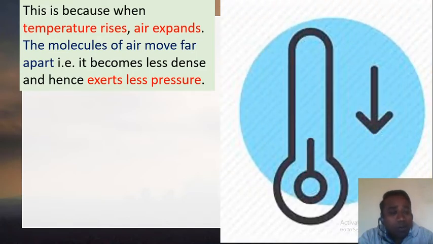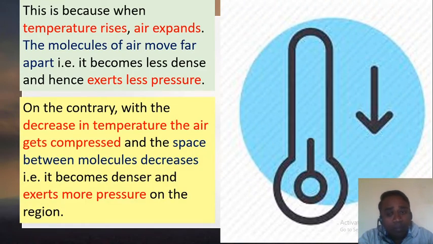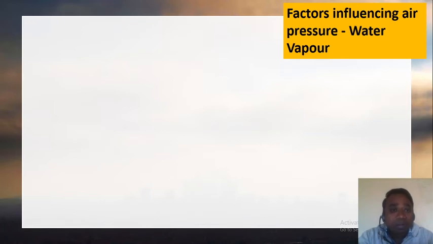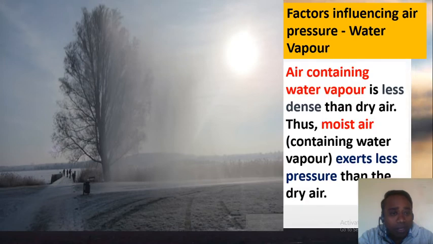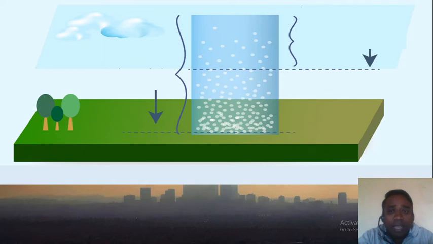What happens when we cool the object? What happens when the temperature is decreased? The spaces between the molecules will decrease and it will exert more pressure in the given region. The other factor that influences pressure is water vapor. Air containing water vapor is less dense than dry air. Thus, moist air exerts less pressure than dry air.